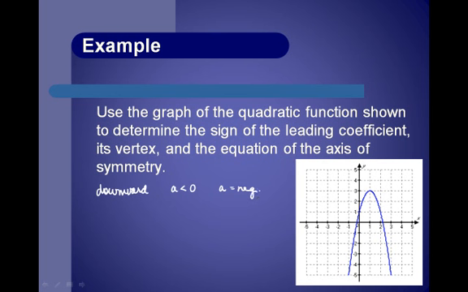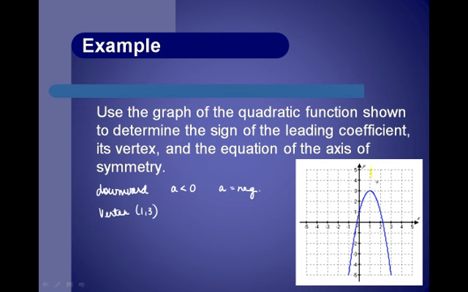The vertex, well, the highest point of that parabola is the ordered pair 1, 3. Now, the axis of symmetry, we've not talked about that yet, but that is the vertical line that passes through the vertex.